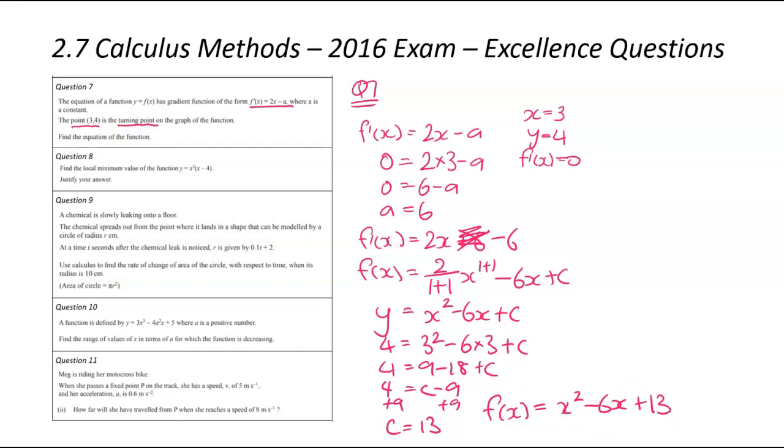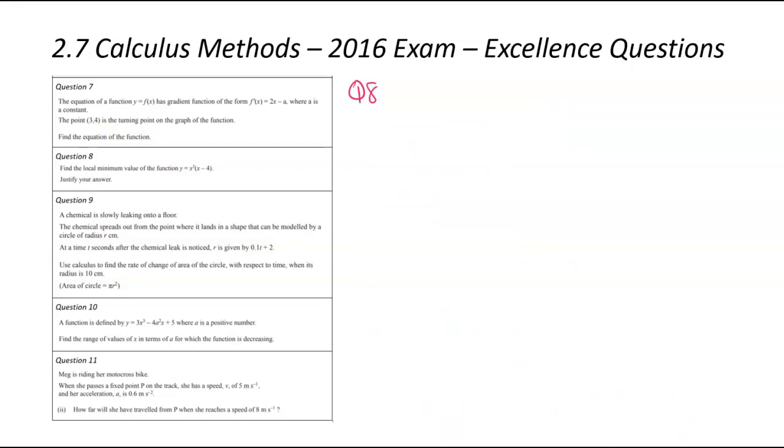We are now looking at question number 8, and we've been asked to find the minimum value of that particular function. So let's jump into it. Let's start by writing down the function y is equal to x cubed, and then x minus 4 is in brackets. So the idea that a minimum value means we know that y', or the gradient, will be equal to 0 at the minimum.